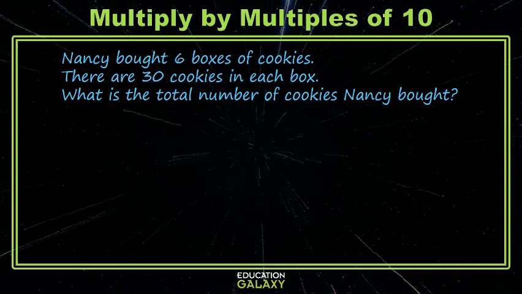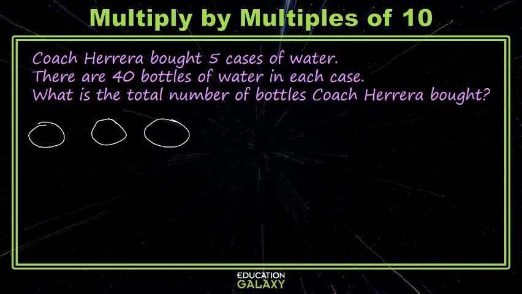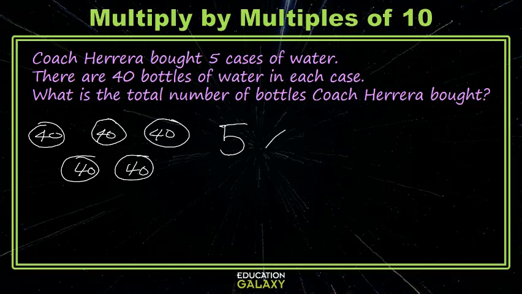I thought so. Okay, Coach Herrera is buying 5 cases of water, and there are 40 bottles in each case. So we have 1, 2, 3, 4, 5 cases, and there are 40 in each case. Again, you could add 40 five times, but we're practicing some new methods, so let's do that. So we have 5 cases of 40, 5 equal-sized groups of 40, so we'll find that total using multiplication. We're going to rewrite our 40 as 4 times 10.